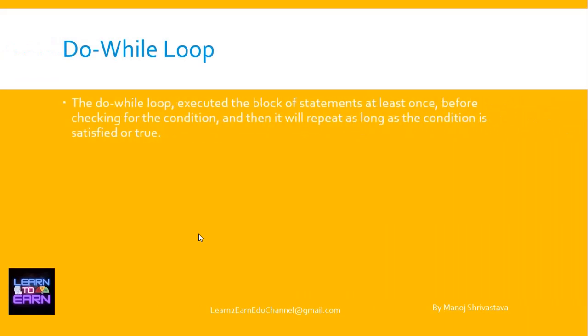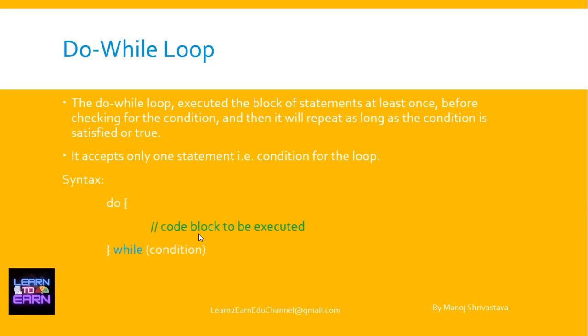Do while loop. The do while loop executes the block of statements at least once before checking the condition, and then it will repeat as long as the condition is satisfied, or true. It accepts only one statement, that is the condition of the loop, similar to the while loop. This is the syntax of the do while loop. Here we are saying do some task, meaning we execute this code block, and then we check the while condition. So we check the condition after execution of this block.